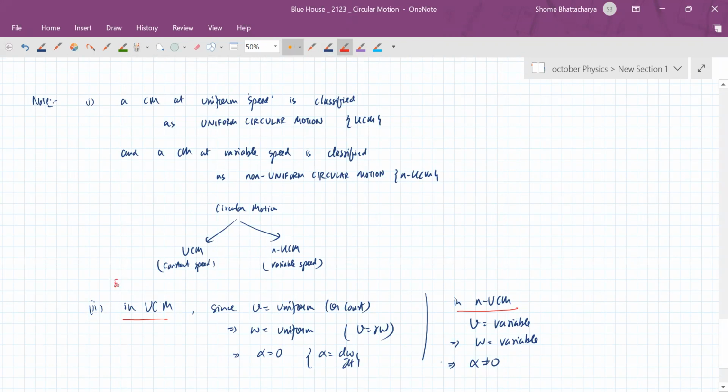So an example of a uniform circular motion would be the seconds hand of a clock. An example of a non-uniform circular motion would be a car moving on a circular track with increasing or decreasing speed.